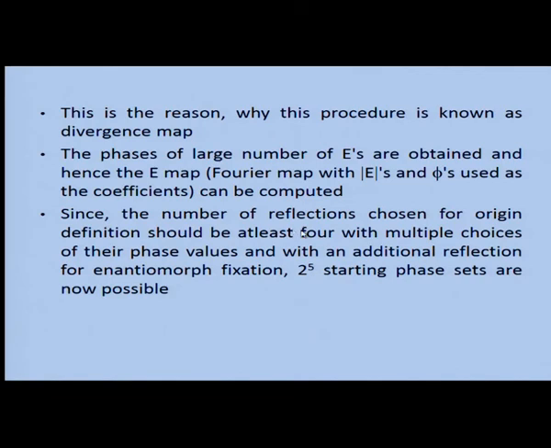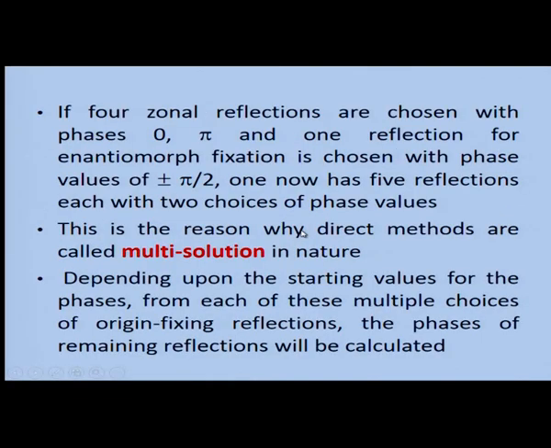Depending upon each set of these 5 reflection signs, we have the rest of the 495 reflection signs coming out. Depending upon the choice of these 5 phases, the remaining 495 reflection phases are going to come. Multiple sets are there to define the origin reflections. So, I am just giving one example.